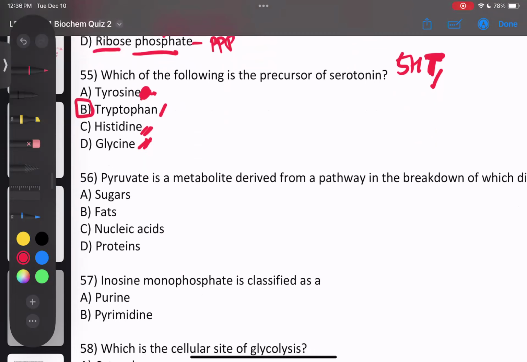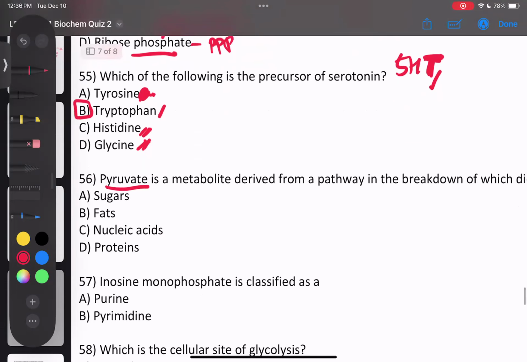Pyruvate is a metabolite from, I just said, glycolysis. And glycolysis is the breakdown of what? Of sugars. Glyco is sugar. So this one is letter A. Okay? Ganun lang sagutin yung 56. So I don't know if some of you overthought, kaya may sinagot pa kayong iba, but come on.